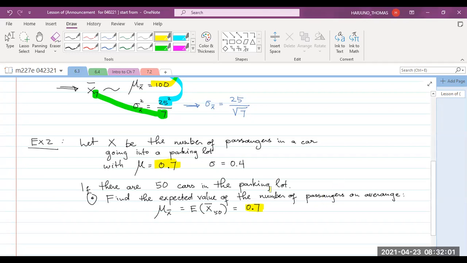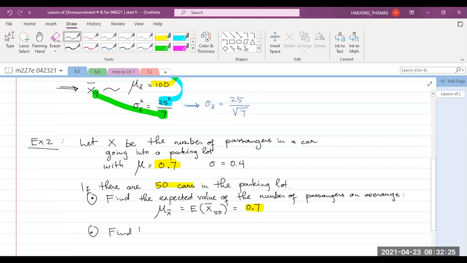But here you see that if you have 50 cars, then you expect some total number of passengers. Now divided by 50, you will see that the expected number of passengers per car will also still be 0.7. The difference is here.